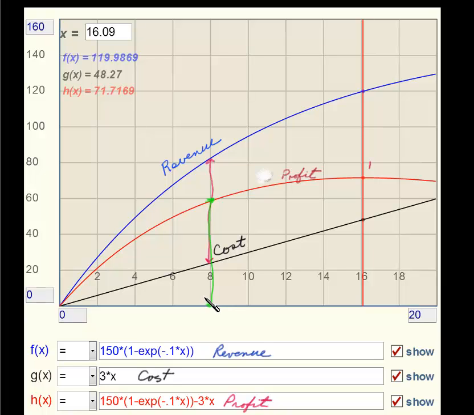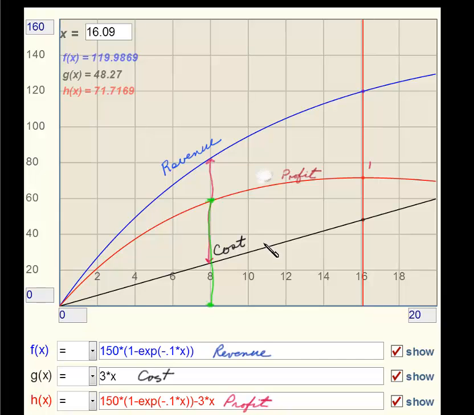Now the section I want to take up in calculus today is the area between two curves, and we know that areas are definite integrals, and the area between two curves, say between this revenue curve and the cost curve, that area would be the accumulated profit.